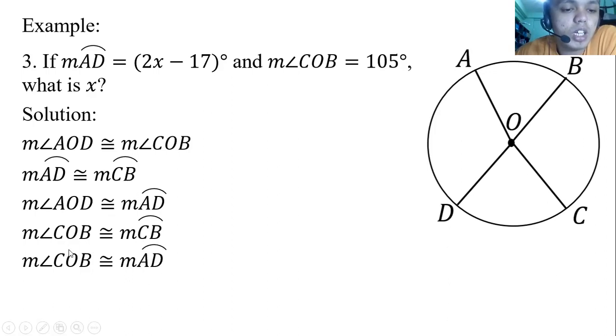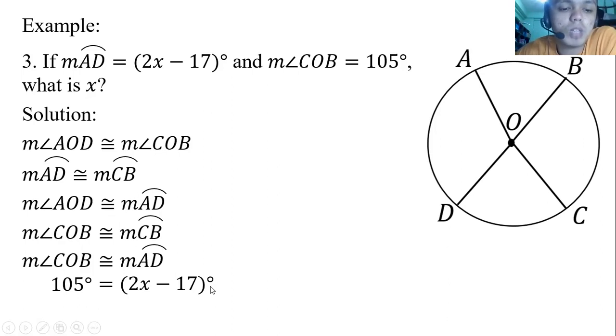Then, by substitution, no, measure of angle COB is congruent to, instead of CB, palitan natin ng AD. That is because AD is congruent to CB naman. No? Now, here, your COB is 105 degrees. Yung AD natin is 2x minus 17. No? Solve for x muna.